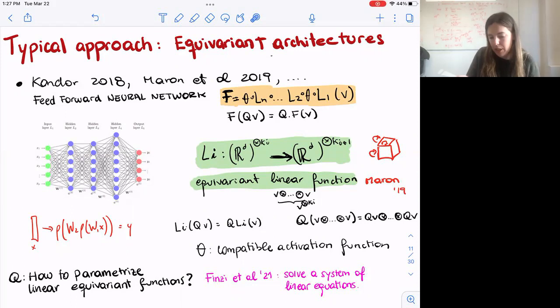So the question is, how do you parameterize these linear equivariant functions with respect to this action? One paper from 2021 that I thought was very interesting is by Finzi. What they propose is, okay, the space of linear equivariant functions is a linear space. So maybe I can just sample random vectors and random group elements, and then write the linear constraint corresponding to the equivariance of that object with respect to that group element. If you have enough independent linear equations, then you can just solve this large system of equations and get a parametrization of your linear space of functions in that way.